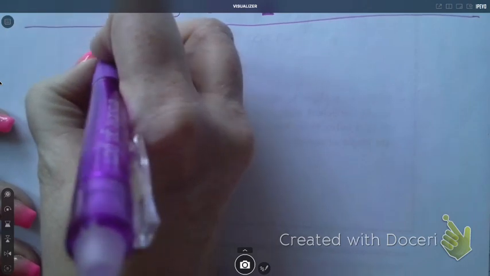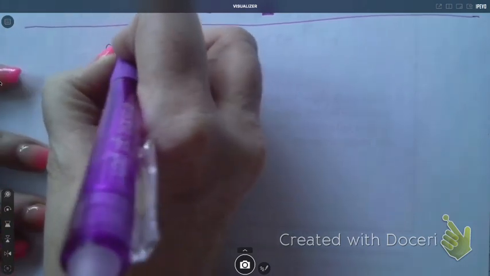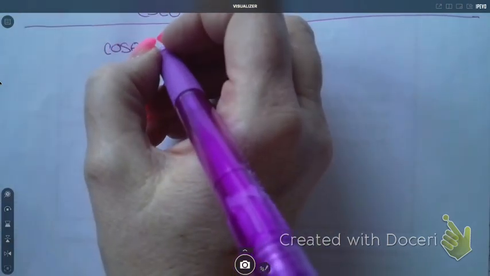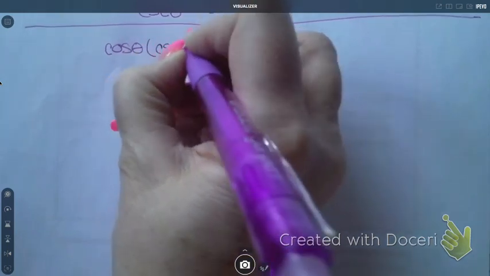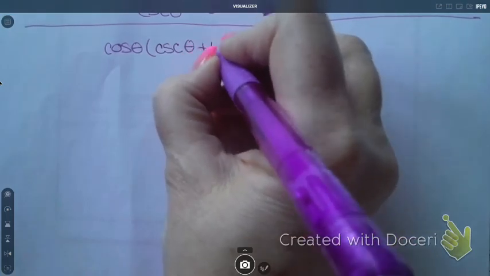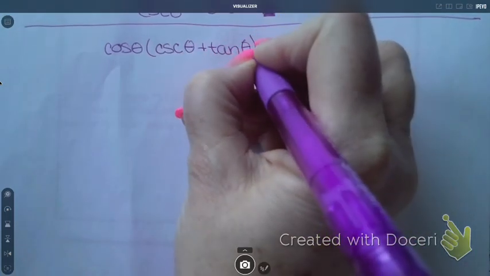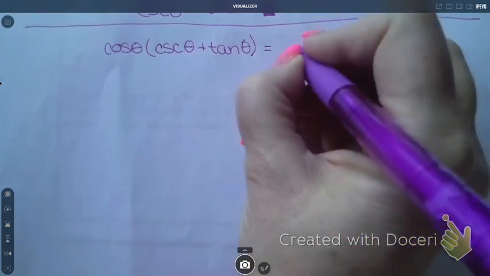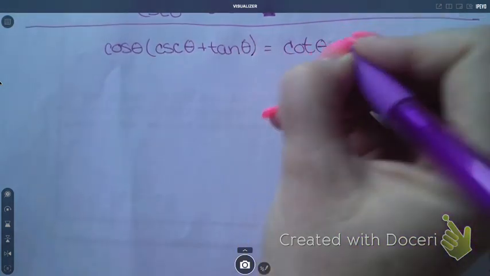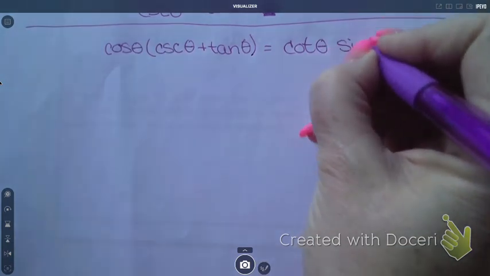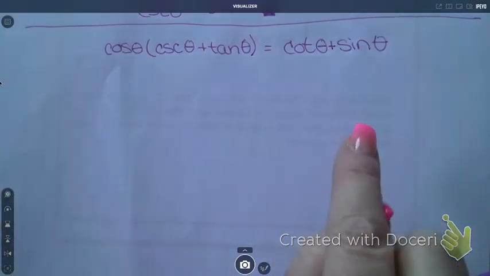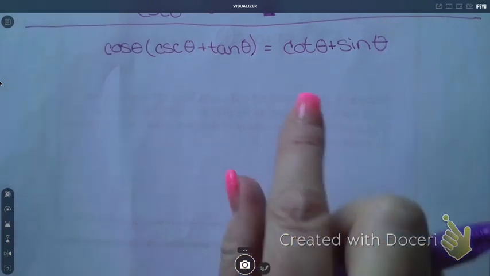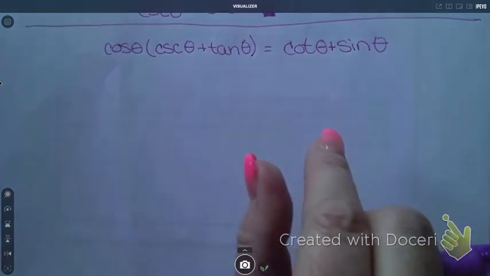Yeah. Okay, so cosine of theta, and evidently this time I'm going to work on this side. Cosine of theta times the quantity cosecant of theta plus tangent of theta equals cotangent of theta plus sine of theta. Oh, plus. Thank you. And that's another thing. Once you write it down, go back and verify that you wrote it down correctly. Because if I would have put times, it would have never worked. And I've been running in circles.